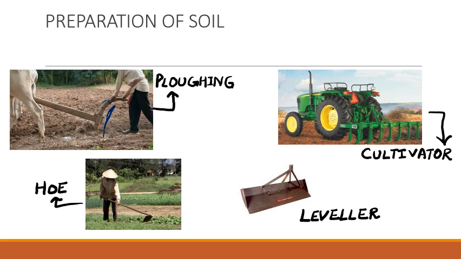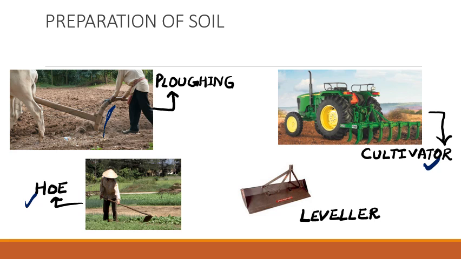The next tool is a cultivator. A cultivator is a plowing tool that has multiple metal blades. It is driven by a tractor. It makes plowing a field easier and faster. The next tool is the hoe. A hoe is a tool used for tilling. It consists of a broad metal blade fixed at one end of a long rod of wood or iron.